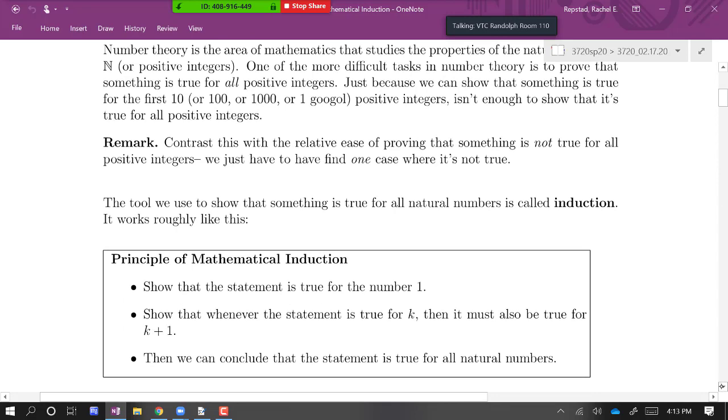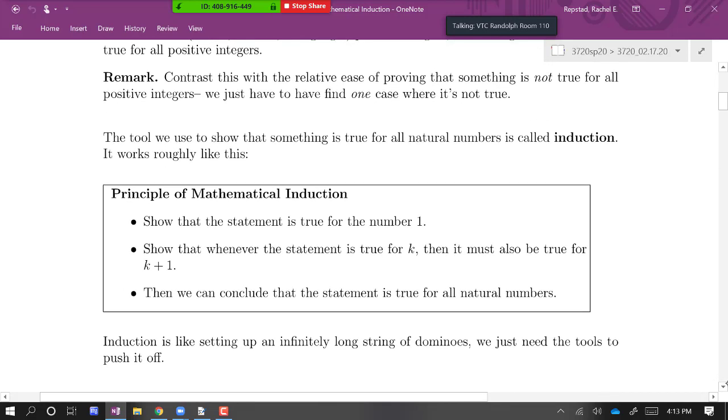Induction is a way of setting up an infinitely long string of dominoes and then giving us the tools to kick it off. The induction step is what sets up the dominoes, an infinite string. And then if we get the base case established, if we show that it is true for number 1, that allows us to kick off the dominoes.